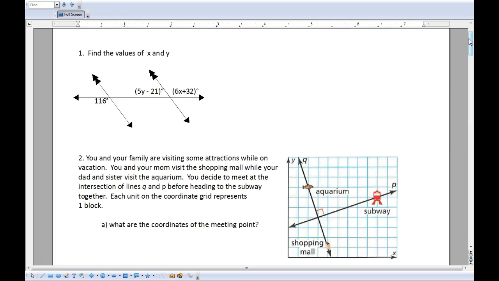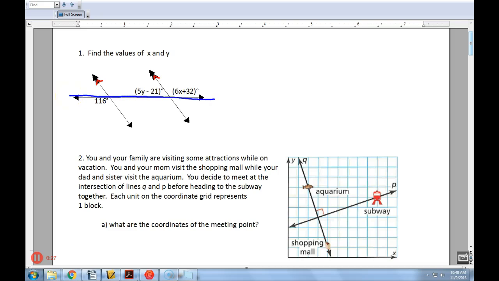So starting out with number 1, find the values of x and y. I have a set of parallel lines. Because of these double arrows right here, I see that I have two parallel lines. The blue line here is going to be my transversal. Couple things that I notice. The first thing that I notice is that this acute angle right here and this obtuse angle over here add up to 180. But I cannot write the two expressions added together equals 180 because I have a y and I have an x, and I can't solve one equation with two unknowns.